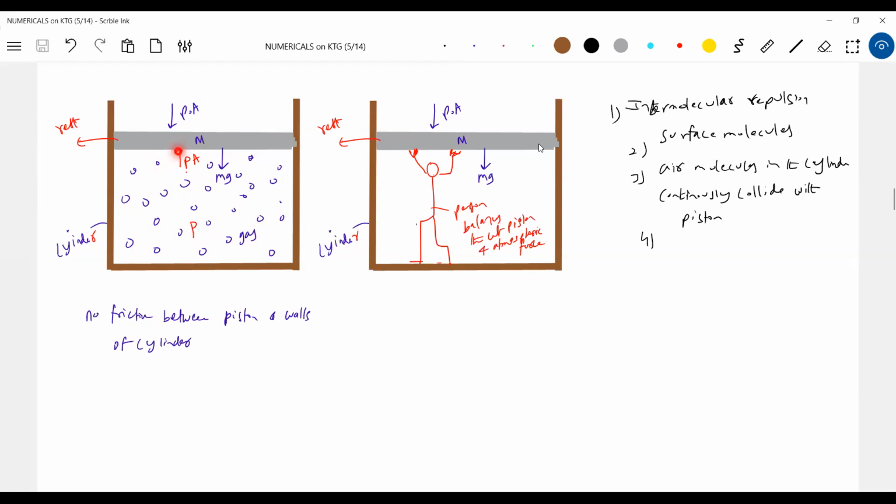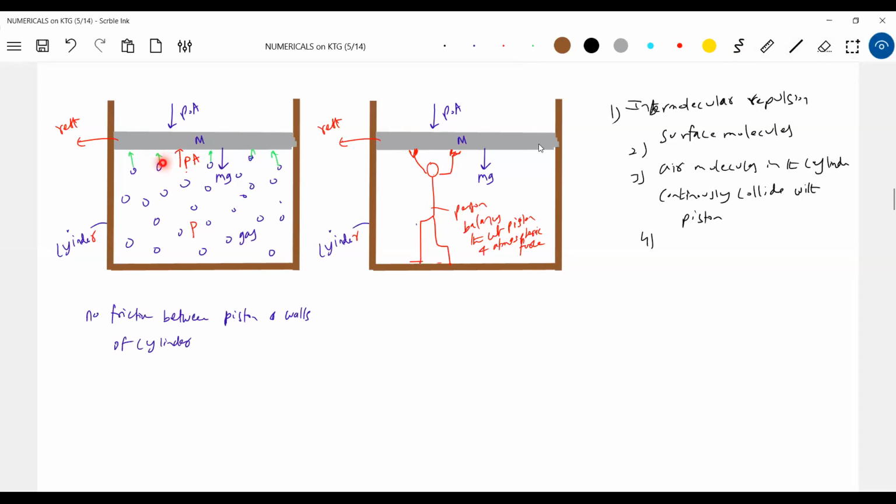Each molecule, when it collides, undergoes an elastic collision. Each molecule will exert a force. This molecule will go and collide. I'll try to show at least one diagram. So this will go and collide, this will go and collide, this will collide. Not one molecule, several molecules like that. It will go, collide, and exert a force.